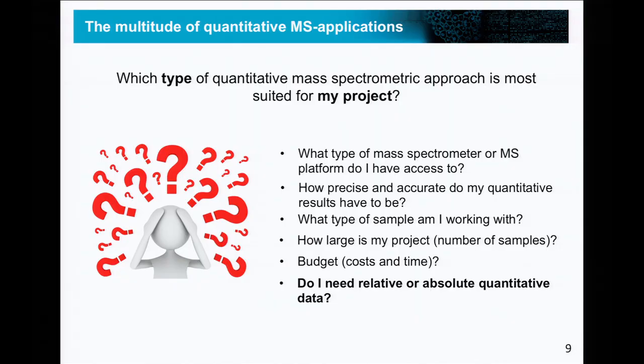What type of sample are you working with? So not every type of these different approaches is applicable to any sample type. How large is your project? How many samples do you want to compare? What's your budget? How much instrument time do you have? Or how much budget do you have for sample preparation? And then finally, is also a question, what type of quantitative data do you really need? Do you need relative or absolute data? And as all these first points here are rather project, location and person specific, for the rest of this presentation, I would like to focus on these differences between relative and absolute protein data.